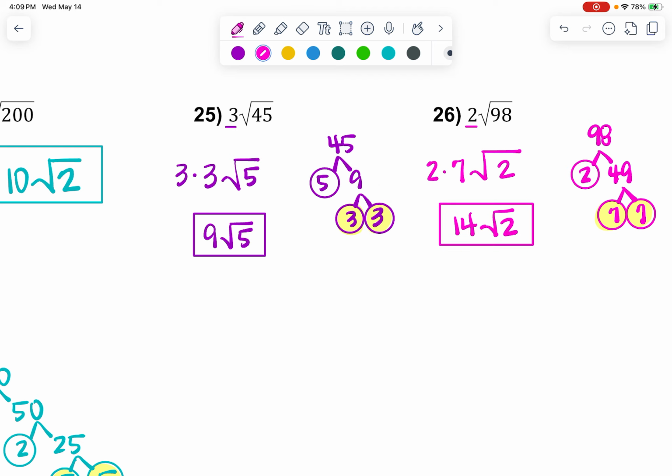All right, and we need this skill, right? Because in our next video, we're going to be practicing solving those quadratic equations, and simplifying radicals is a big part of that.